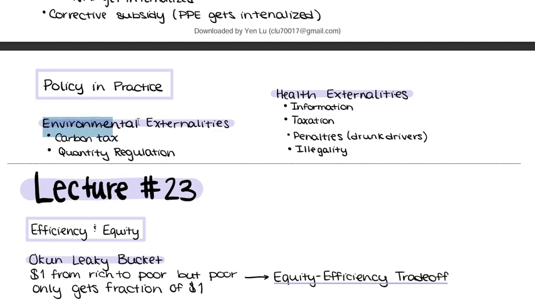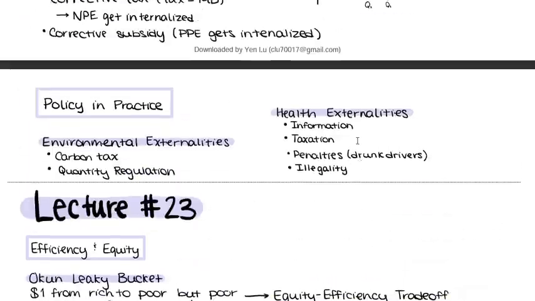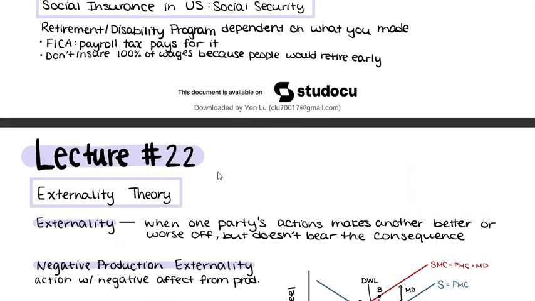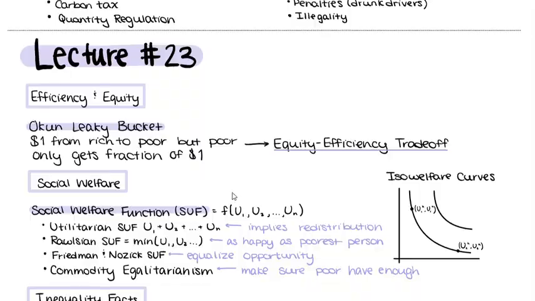Now policy in practice, like environmental externalities, carbon tax, and quantity regulation; health externalities, information and taxation, and penalties for drunk drivers, and set a goal, impose some policy, make some things illegal. Okay, so here is the externality theory.